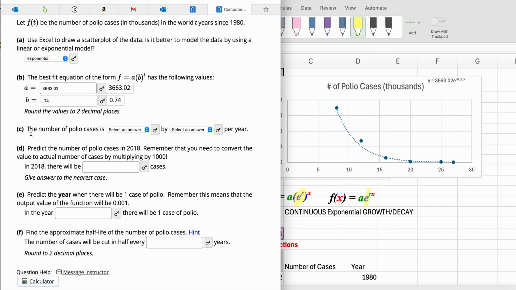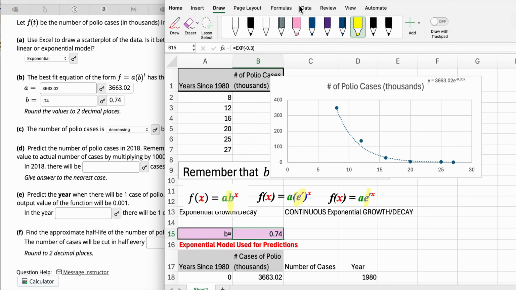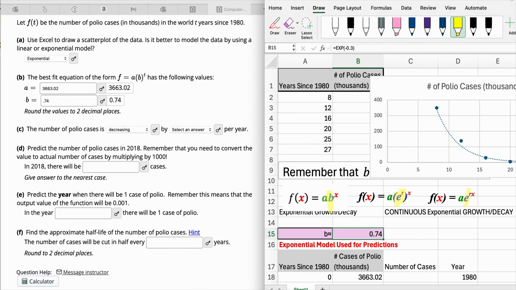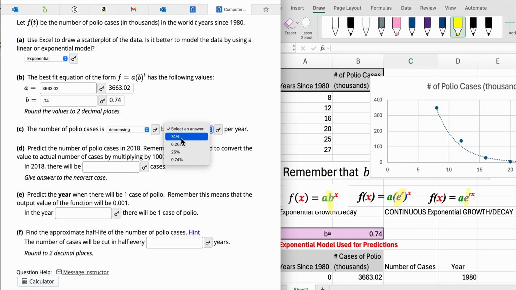All right, so then the next part says the number of cases of polio is what? Increasing or decreasing? Well, every year that goes by, the number of polio cases is going down, it's decreasing. And how much is it going down? We want to find what the rate is, or the percent decrease. b is my factor. So let's see what my answers are here. All right, it's not going down by 74%.